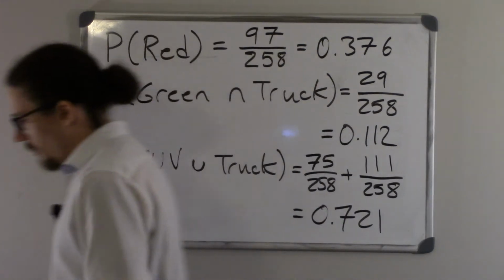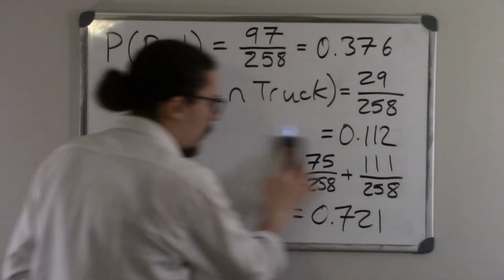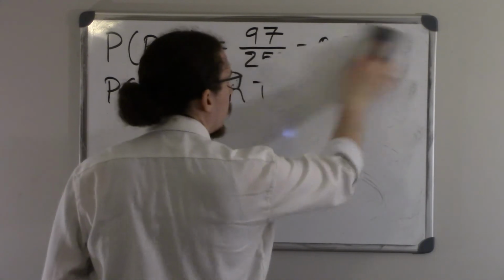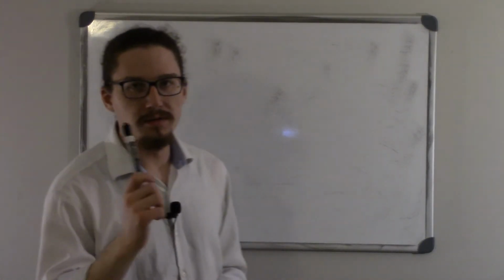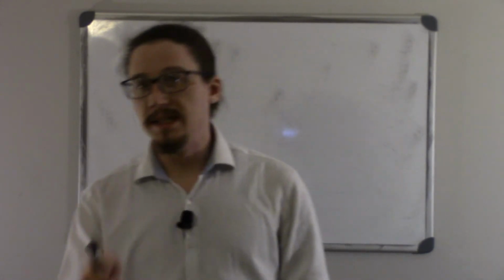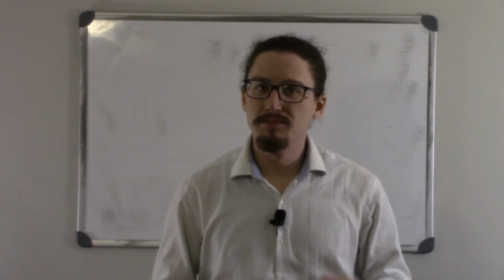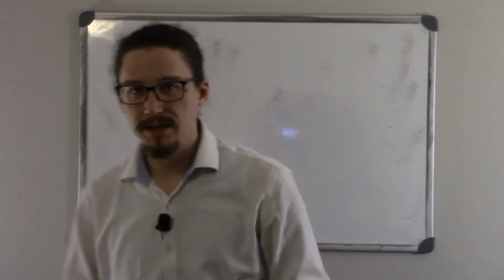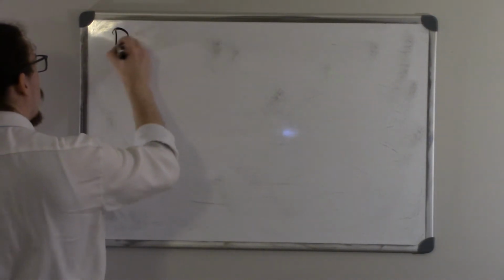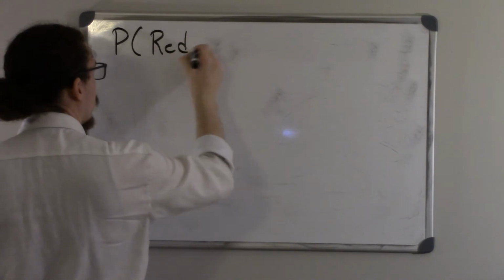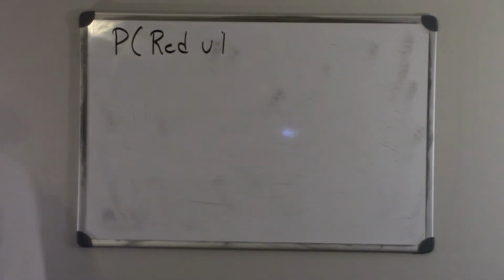All right, so let's move on. What if this time, I ask what's the probability of seeing a vehicle that is red, a sedan, or both? So what's the probability of seeing a red vehicle, a sedan, or a red sedan? Once again, this "that or both" is telling us that this is a union.